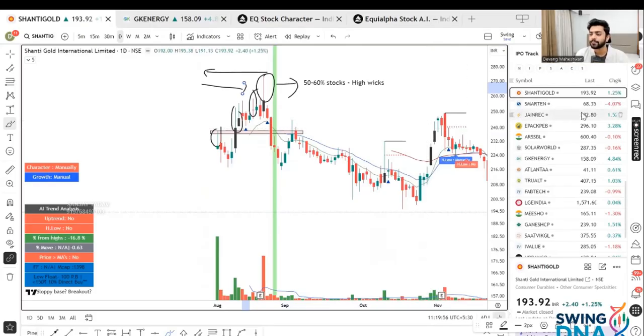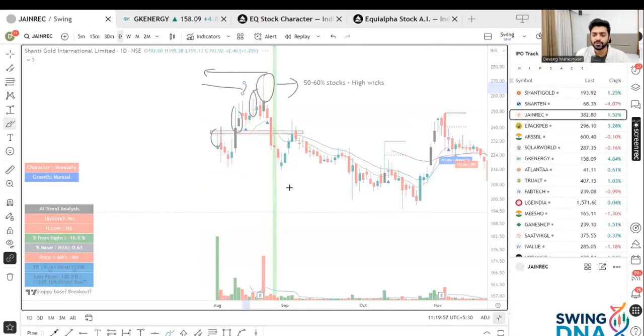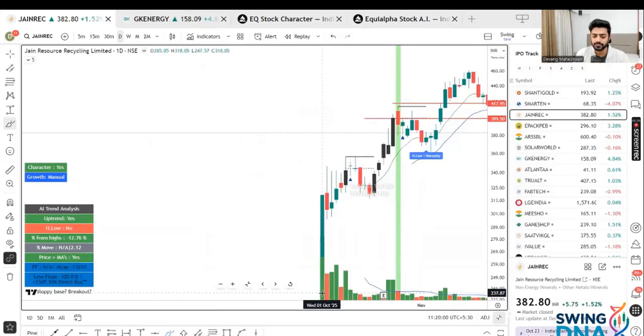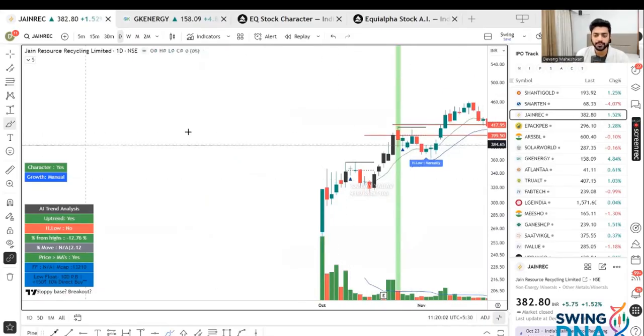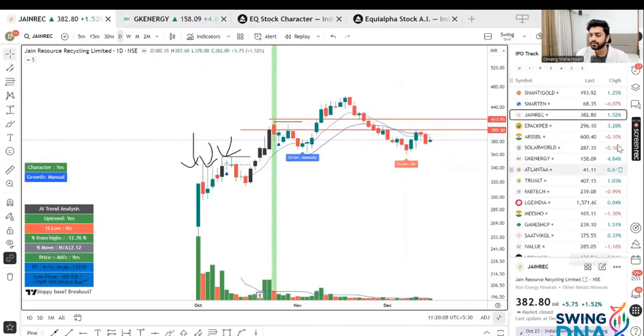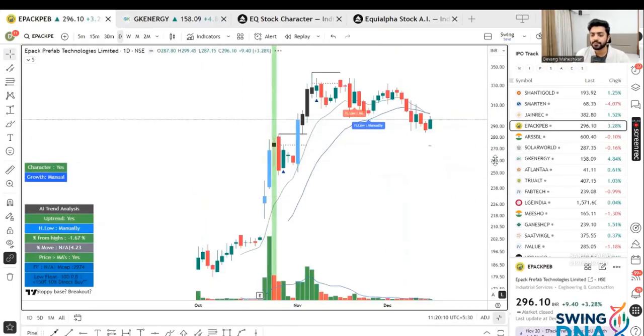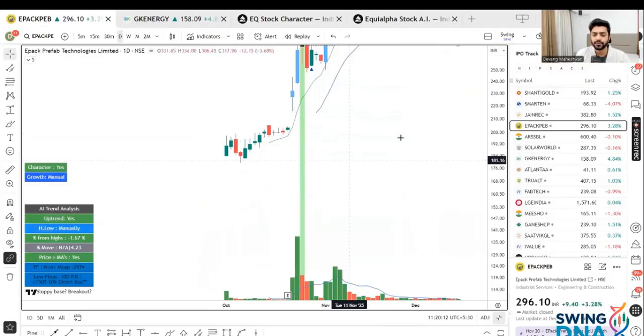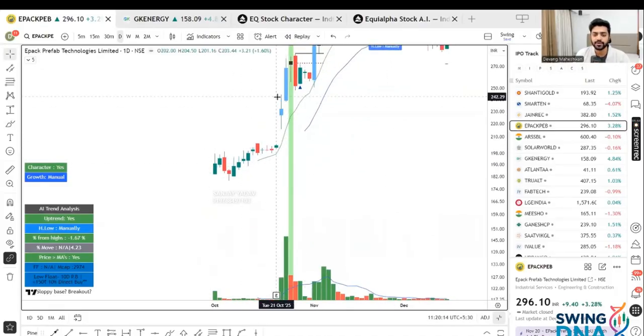Okay. Jana Rico, this is also a recent one. It's October, and you see up here again a lot of wicks. EPAC Free is comparatively fine; after the result it simply moved up.